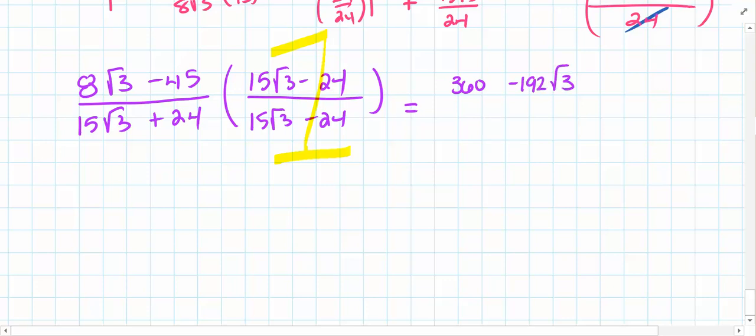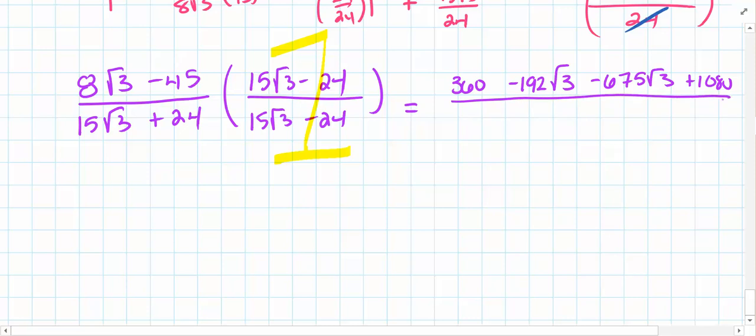Okay, inner. Let's do negative 45 times 15 root 3. What do you get? Negative 675 root 3. Very good. And then finally, negative 45 times negative 24. What's that? Plus 1080. Very good.